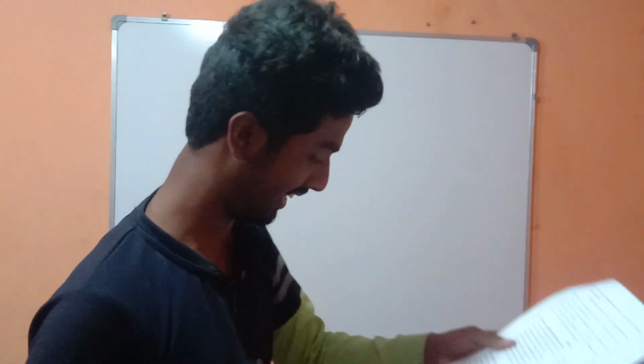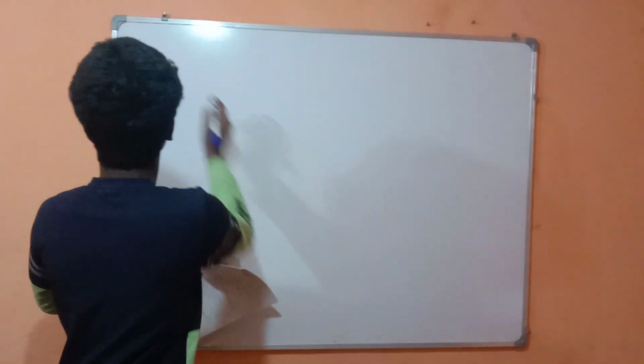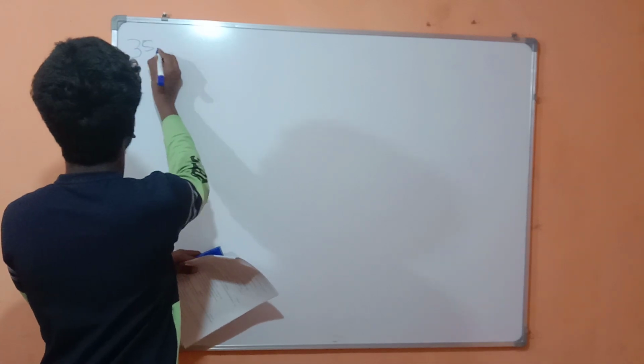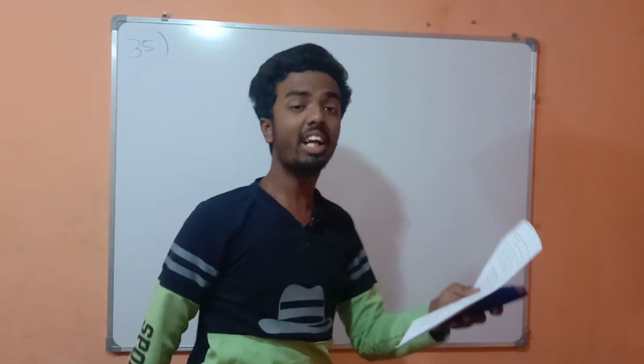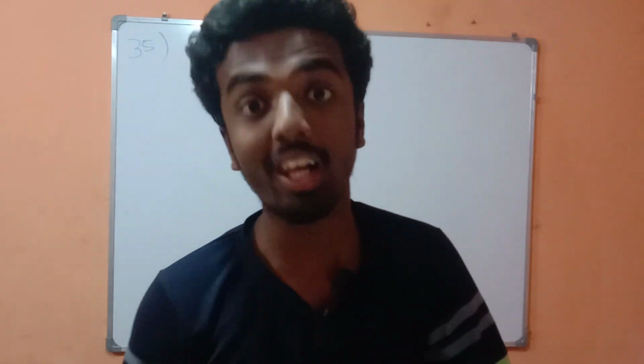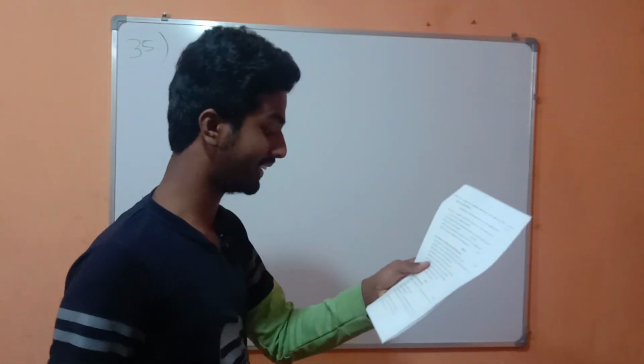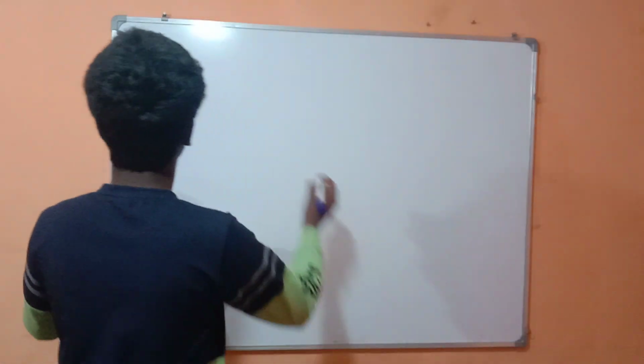Without wasting much time, let us start today's class, children. We have to start from the 35th question. The 35th question says: state Hooke's law, and draw the stress strain curve for a metal like copper. Let me write the statement for Hooke's law first.